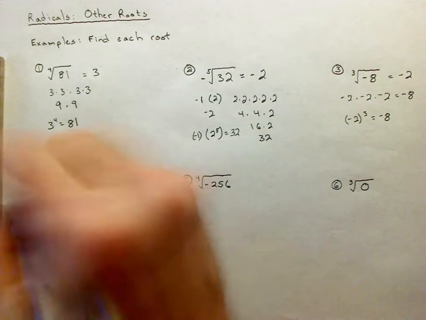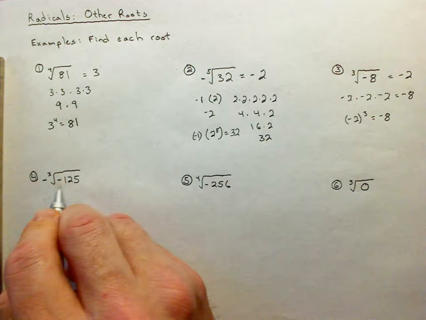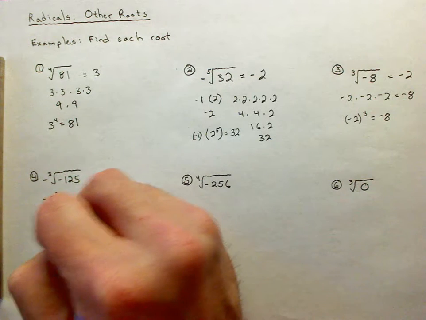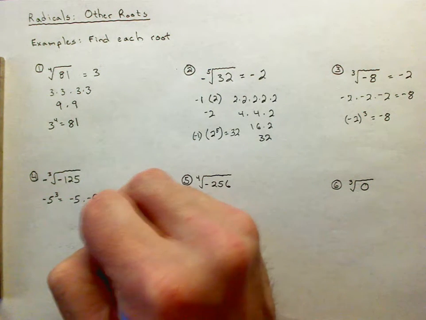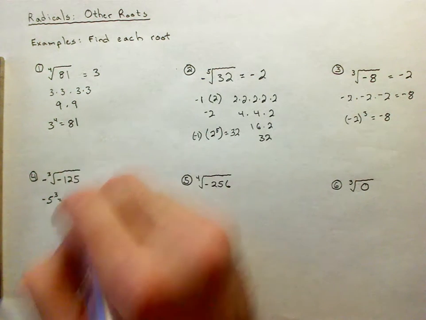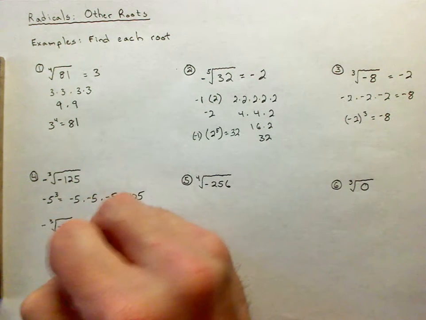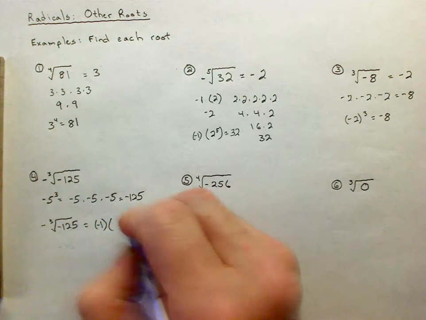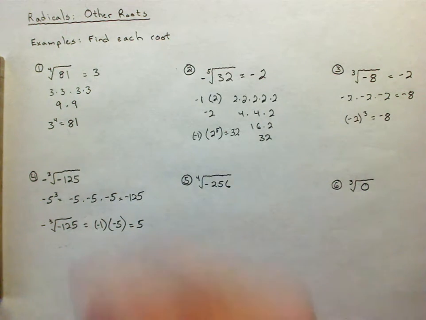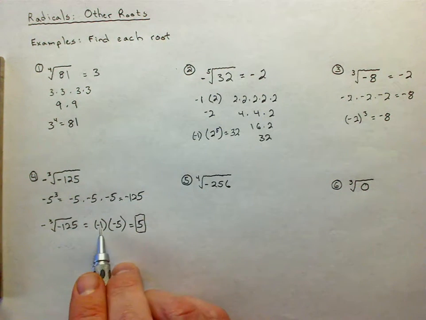The next one we'll look at, I need to think of a number times itself 3 times to give me a negative 125. So I'm going to say a negative 5 cubed, because a negative 5 times a negative 5 times a negative 5 equals a negative 125. So I know that this equals, and I'll rewrite it here, a negative 1 times, what did I get? A negative 5, which equals 5. Again, that negative sign in front of the radical just simply means a negative 1.